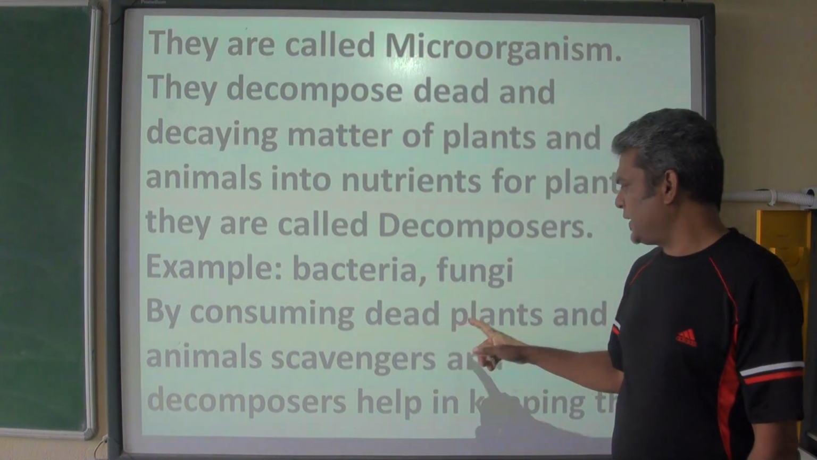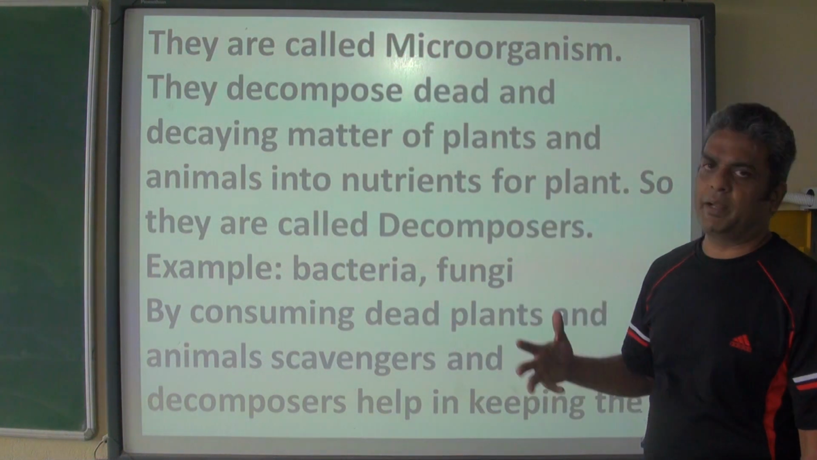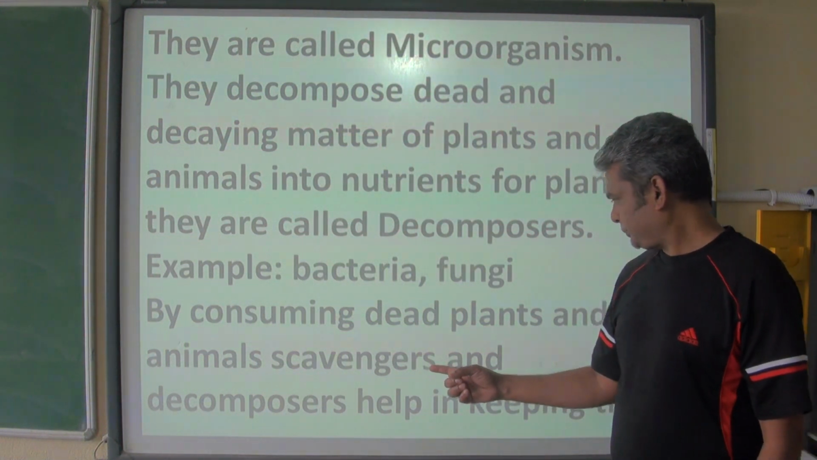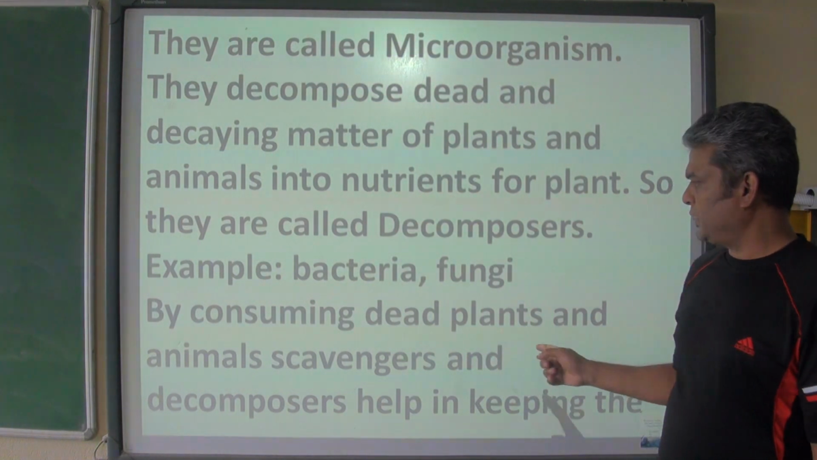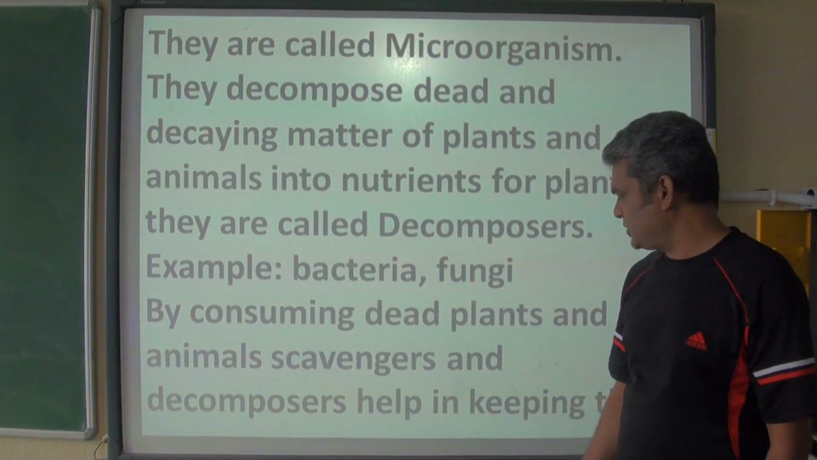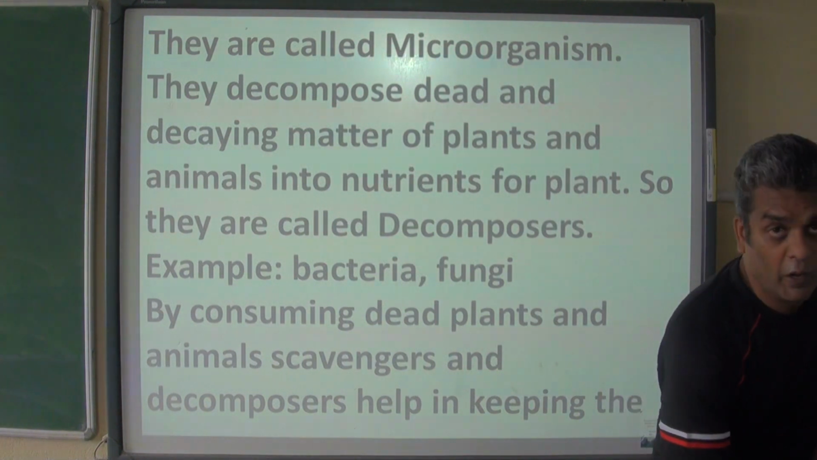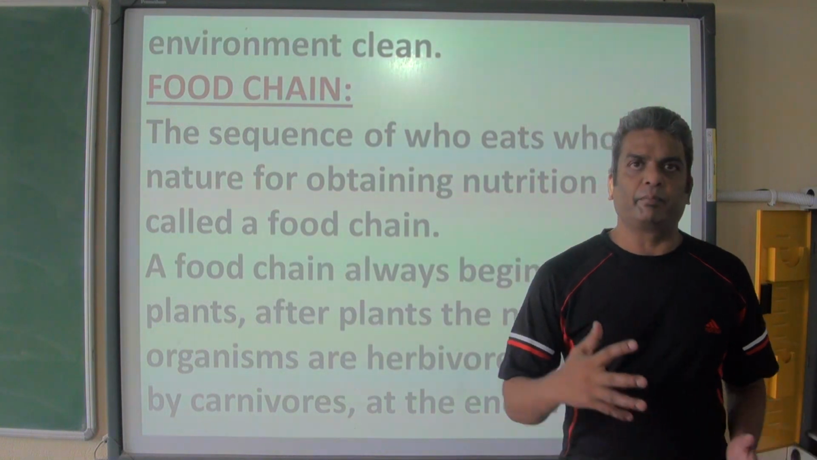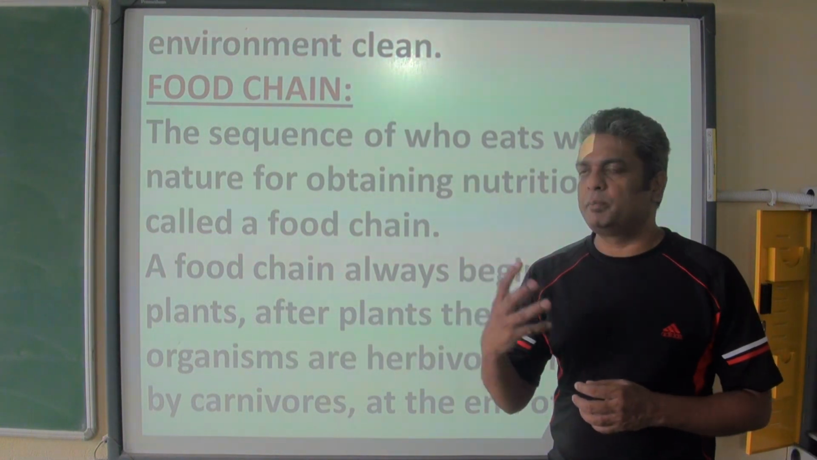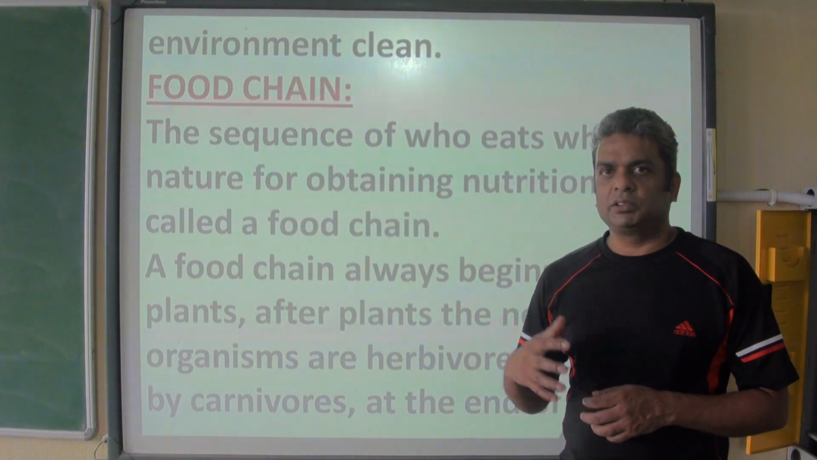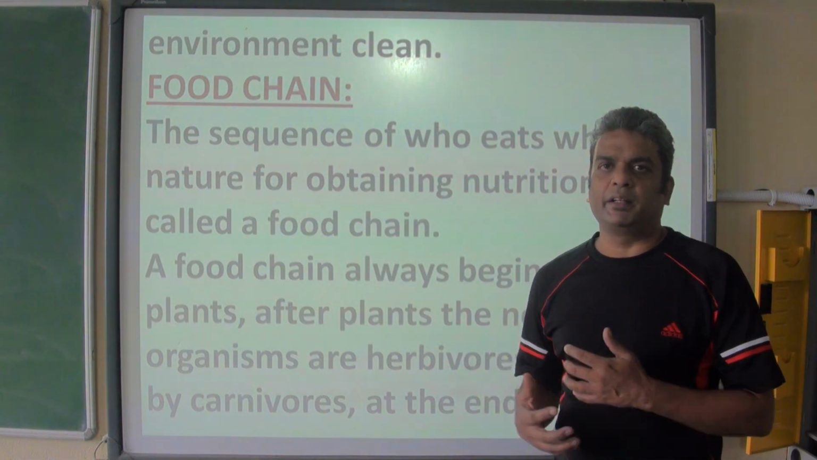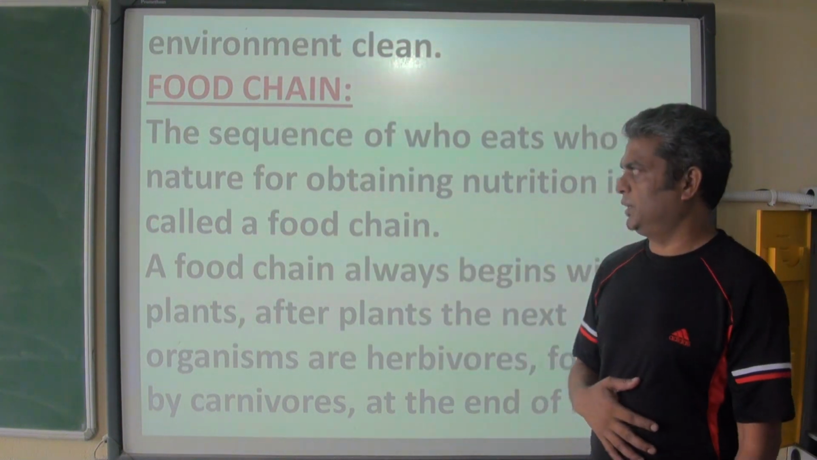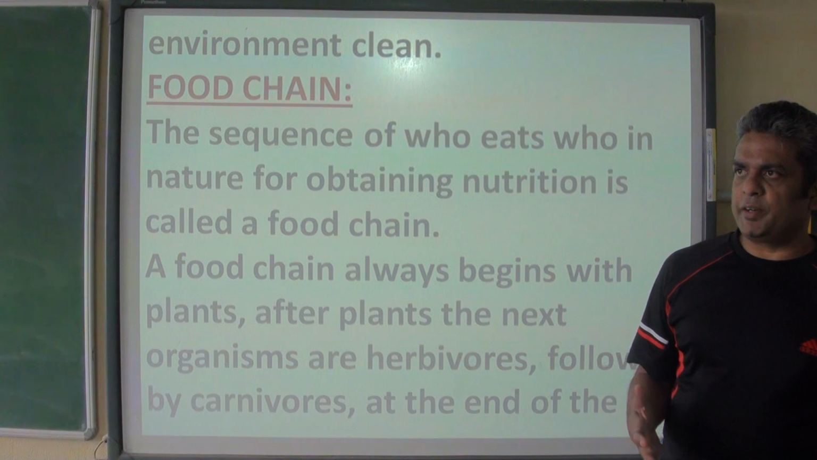By consuming dead plants and animals, scavengers and decomposers help in keeping the environment clean. So the environment becomes clean. You don't have to remove them. They decompose, and they give out a horrible smell when an animal dies. But very slowly they get decomposed and mixed with the soil, and that soil becomes nutrient for plants.